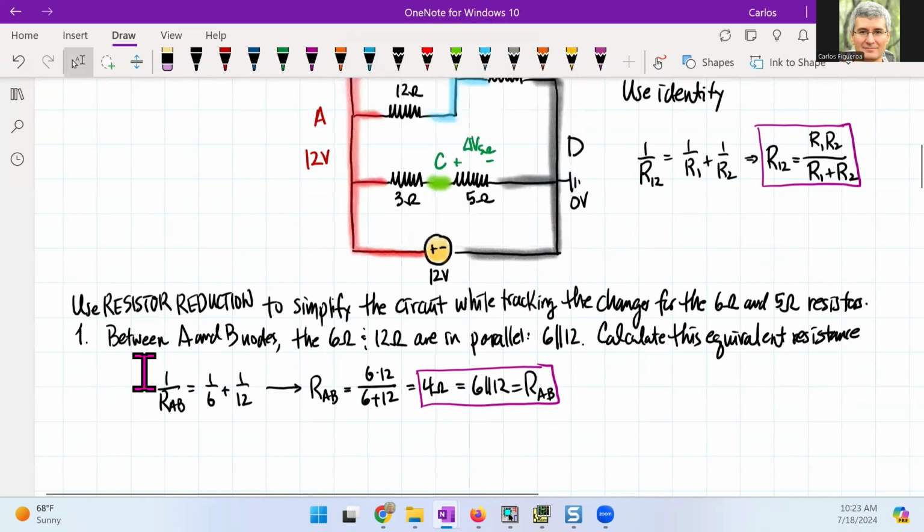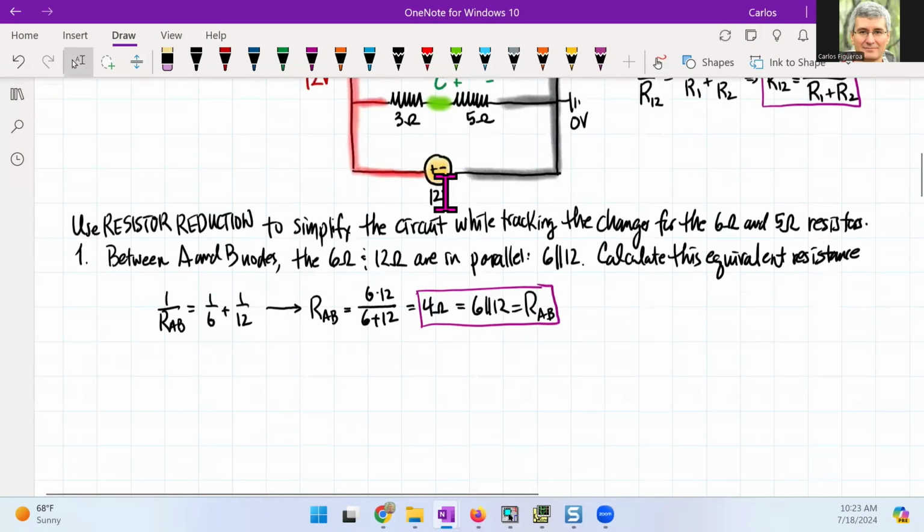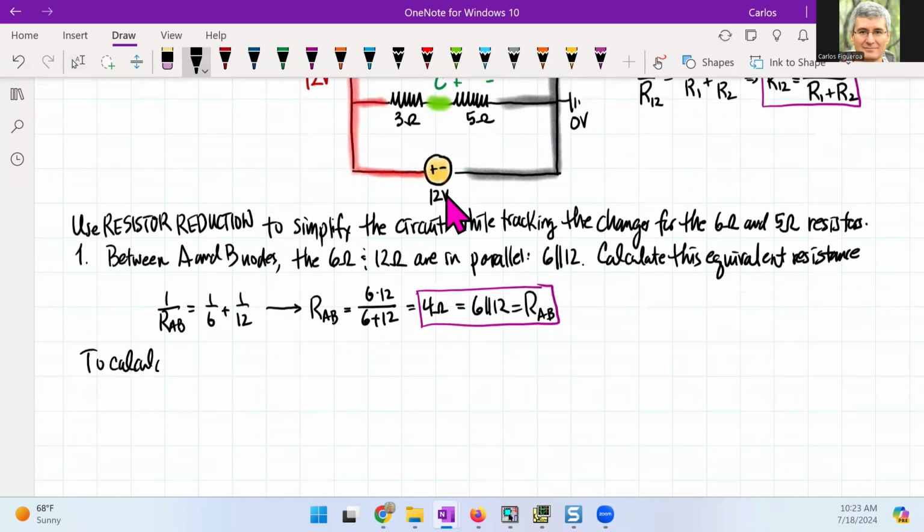Now, how do I track this thing here? We want the current of the 6 ohm resistor. Okay. To calculate I6 ohm, note that parallel resistors have the same voltages.